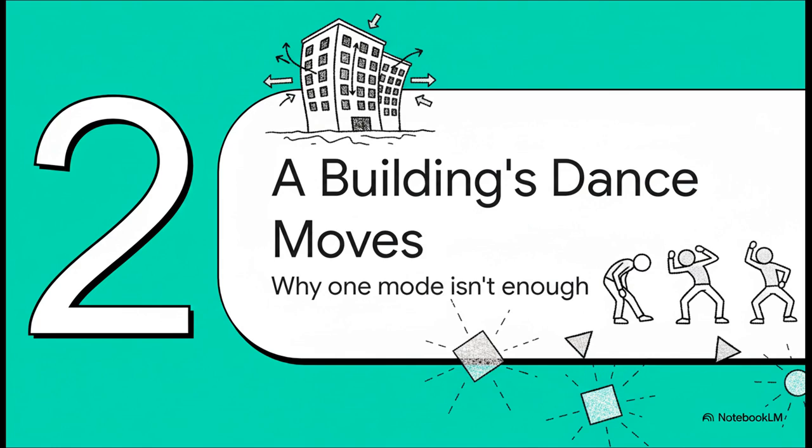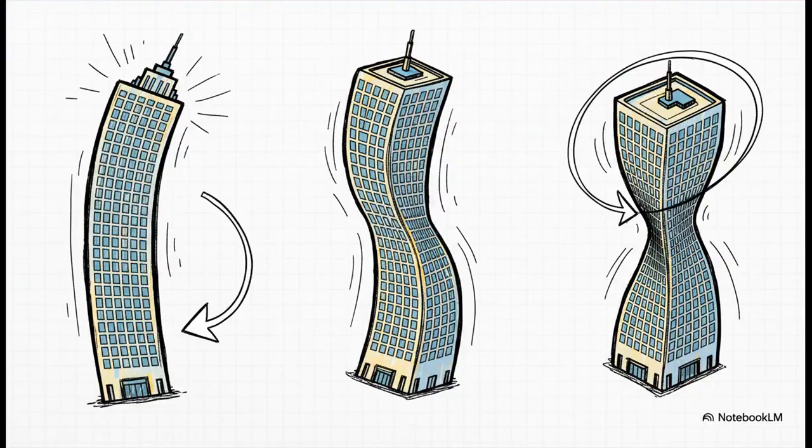But here's where it gets even more interesting. A building doesn't just wobble in one simple way. Oh no, it has a whole collection of what we can call its dance moves, and engineers have to account for pretty much all of them. You see, a building's main move is that back and forth sway, like a pendulum flipped upside down.